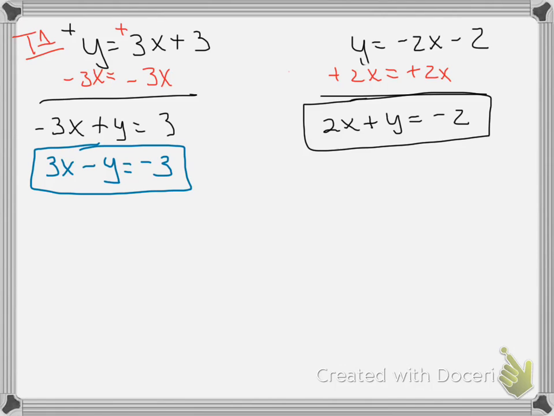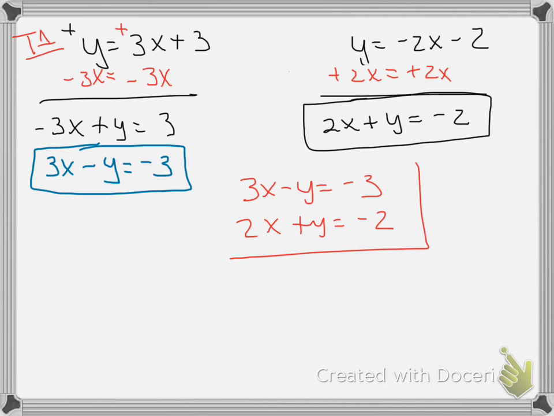So these two, and I'm going to write them in red so you can see it, we have 3x minus y equals negative 3, and we have 2x plus y equals negative 2. These two both are equations. They have two variables, just like we talked about earlier. And so these are systems of equations.